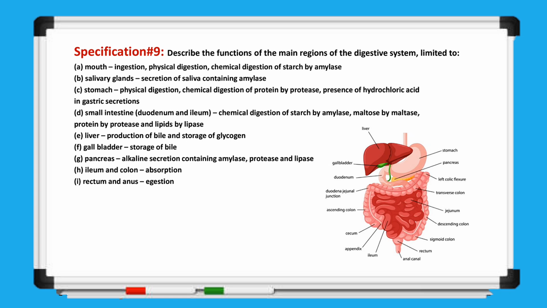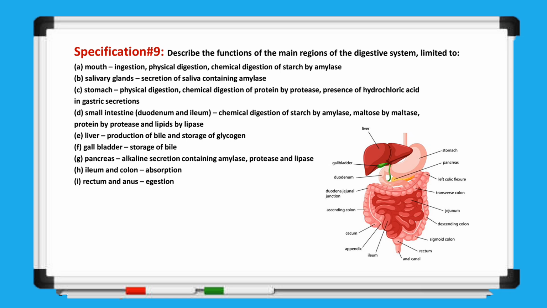The salivary glands, these secrete saliva that contains amylase. The stomach, physical digestion occurs here, as well as chemical digestion of protein by protease, with hydrochloric acid present in the gastric secretions. The small intestine, including the duodenum and ileum, starch is broken down by amylase, maltose by maltase, protein by protease, and lipids by lipase.